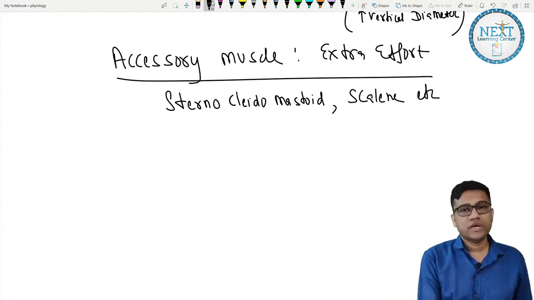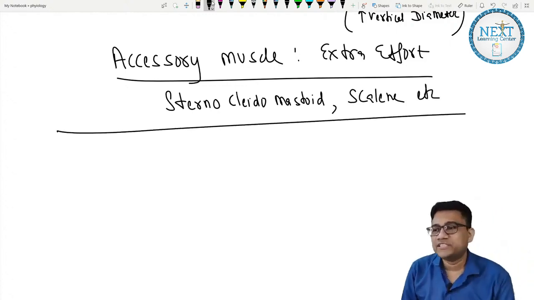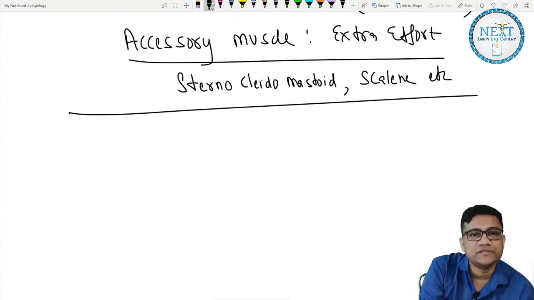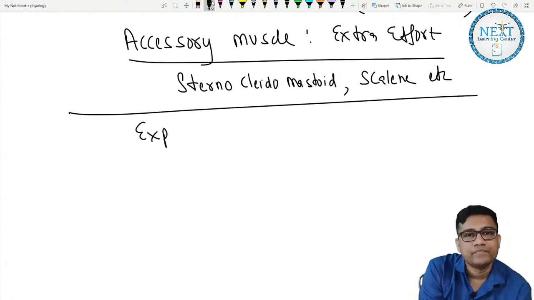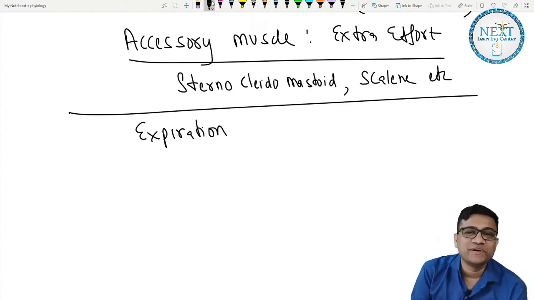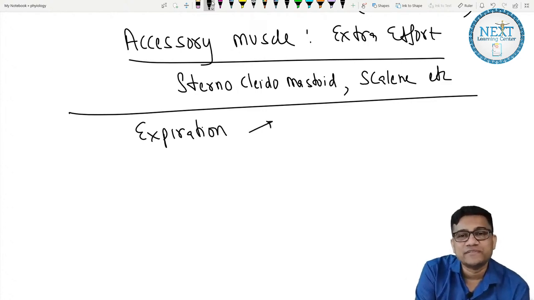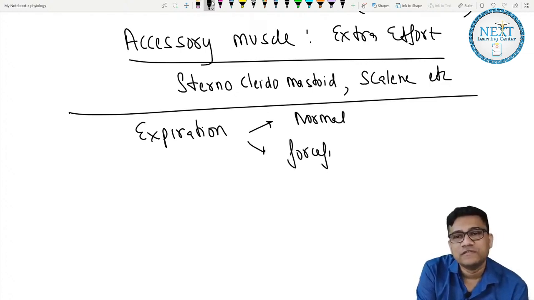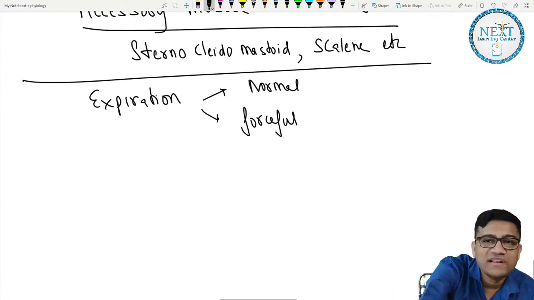Now we see expiration. Expiration is of two types. One is normal and the other is forceful.